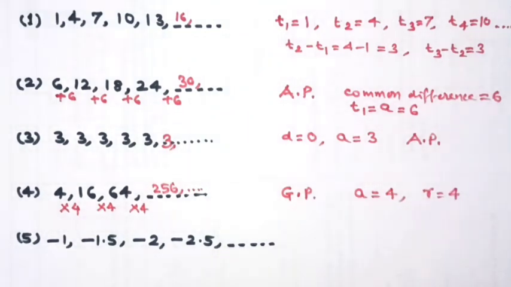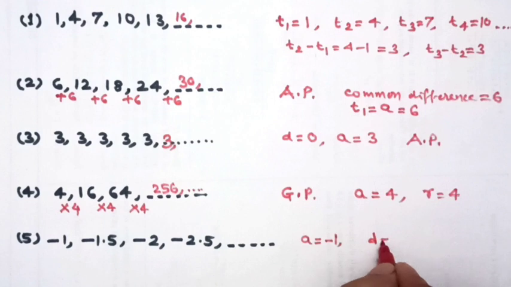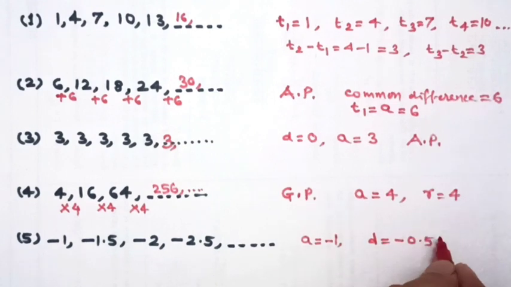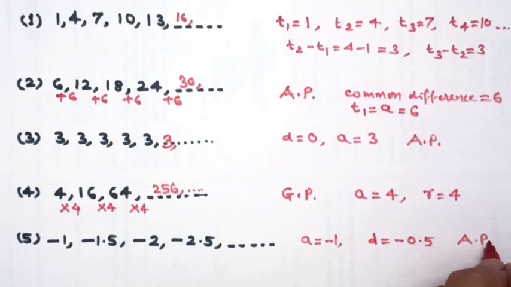Let's go to the fifth example, and I hope that you can give the answer very fast. Here your first term will be -1, where 0.5 is subtracted, so your difference will be minus 0.5, and it is again an AP. So when a particular number is added or subtracted and the difference is constant, it is an AP. So let's learn AP.